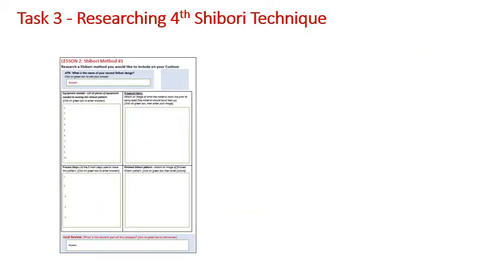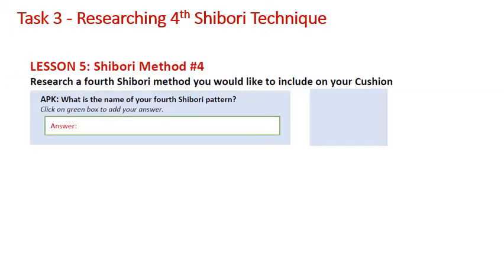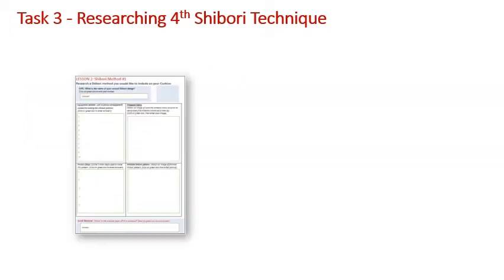So looking at the worksheet, it's no different to the ones we've had before. It's divided into 3 parts. The first part shows the goal, which is to research the 4th Shibori method that you would like to include on your cushion. Now you click in this box here to include your answer. What is the name of your 4th Shibori pattern?